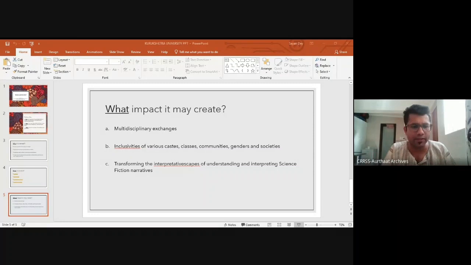Now, what we can expect, because it's a question of rereading. So what ways can we reread the whole paradigm of Indian science fiction? The first one, it's clear, is multidisciplinary exchanges, it opens up spaces. And now you see, it has to be done in a very structured way. Now, it is an invitation for all of us.